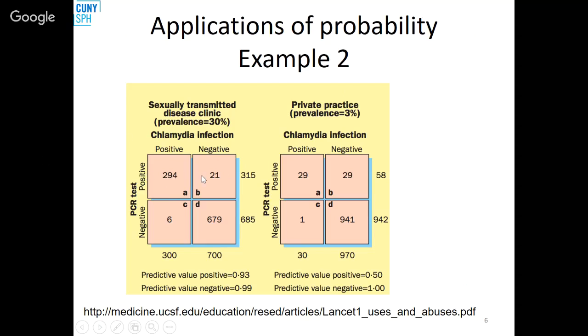But now we're calculating, using this 2x2 table, the so-called positive predictive value and negative predictive value. The positive predictive value is how it performs: given that you have a positive test, what is the probability of being in fact positive? That is 294 out of 315, 93%. And the negative predictive value is even better. If you receive a negative test, you can be pretty confident, 99% confident, that you do not have chlamydia.